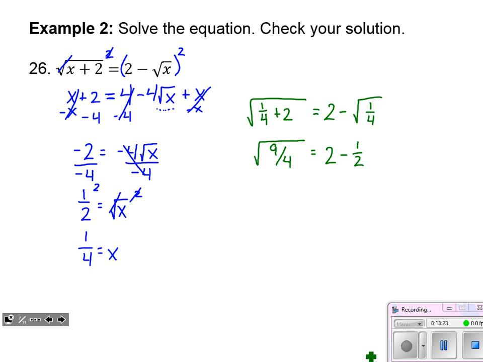Well, I know that when I take the square root of a fraction, I square root the top and the bottom. Is 3/2 equal to 2 minus 1/2? Hey, that's 3/2 as well. So my answer checks out. x equals 1/4 does work. And again, we could check this work in a calculator and see if our intersection point happens when x equals 1/4 or 0.25. So again, multiple ways to check, but we definitely want to make sure our solution is included.